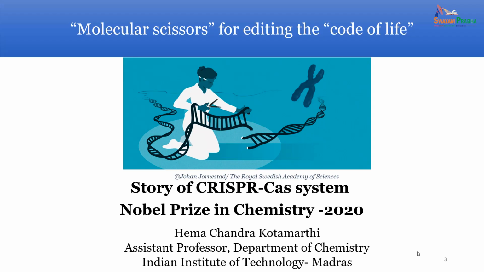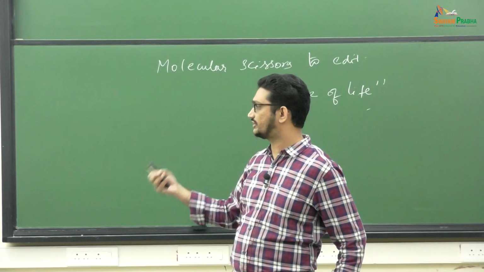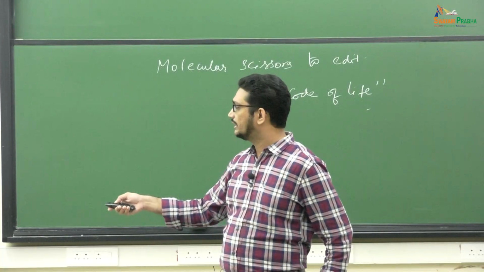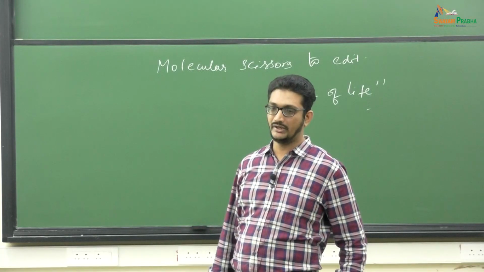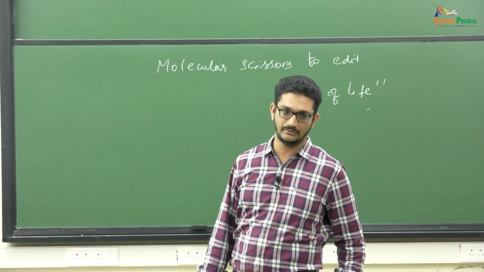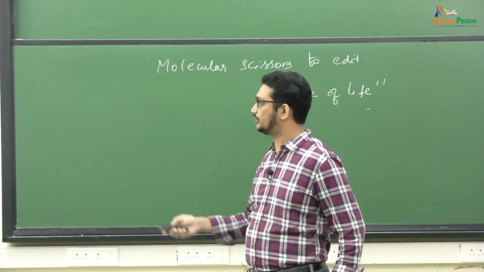Okay, you can see in this picture, scientists editing the DNA, basically modifying something in the DNA so that it will be reflected in the life process itself. In particular, today I am going to talk about a story that won the Nobel Prize in Chemistry in 2020, which is the story of the CRISPR-Cas9 system. This is the story that I am going to talk about today.